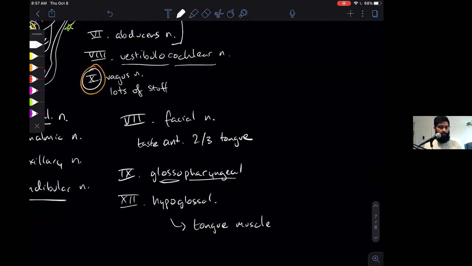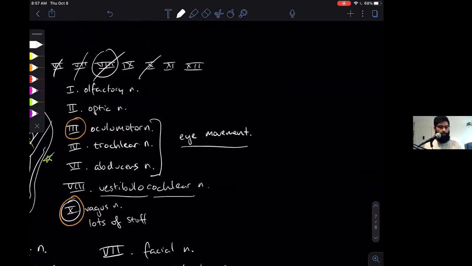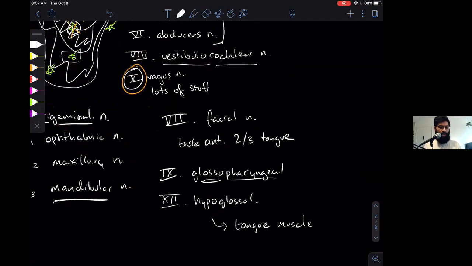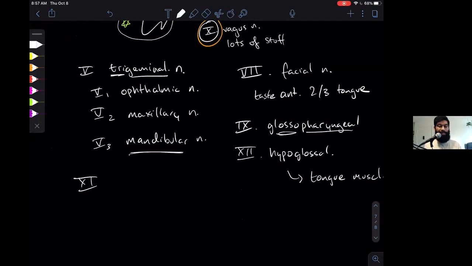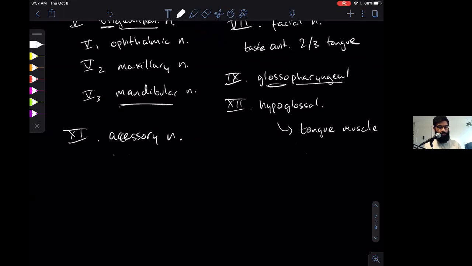All right. And then last one is 11. And this is your accessory nerve. And whenever someone asks, what does your accessory nerve do? You're going to say, I don't know. You're going to shrug and you're going to shake your head. I don't know. The reason is because that's exactly what it does. Accessory nerve. It does two muscles. One is your sternocleidomastoid, and one is your trapezius.